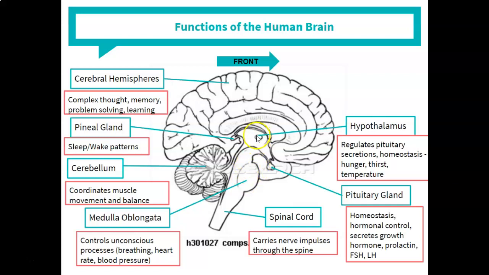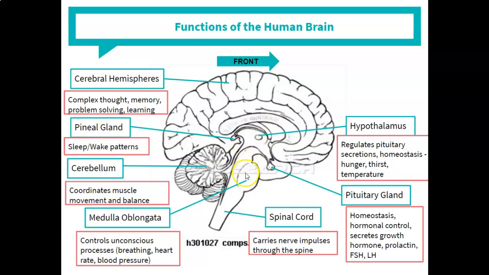As you move up, right at the top of that is the hypothalamus, which regulates homeostasis, but also different hormonal secretions. To the front of that is the pituitary gland, which is really important for hormonal control, and behind the hypothalamus is the pineal gland, which deals with your internal clock, your sleep and wake patterns.